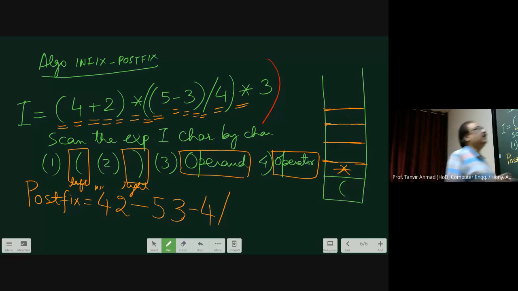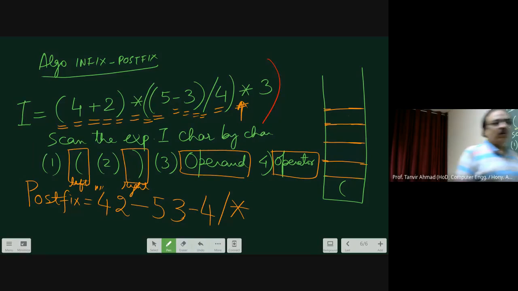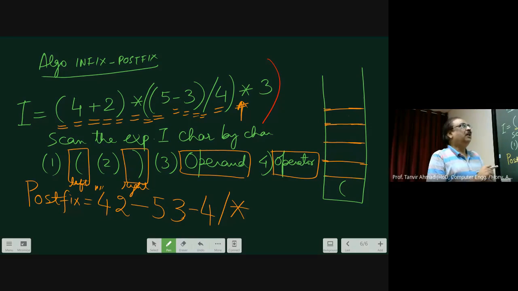Now, in that case, while handling this multiplication sign, I have to pop this out. Once I pop it, I cannot pop anymore because the stack is already exhausted, and I will push this one again.